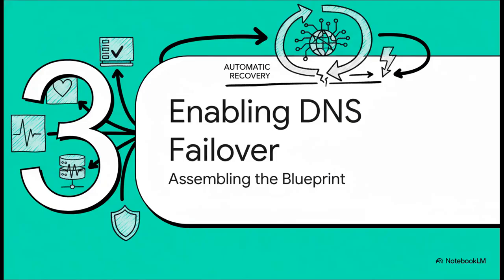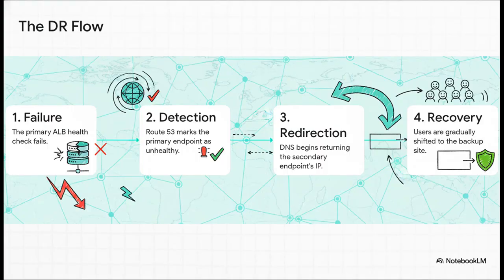Okay, we've got our building blocks. We understand the different types of checks. Now, let's assemble them into our blueprint. This is where we see how all these pieces come together to create a powerful, automatic disaster recovery system. So let's walk through a typical failover.